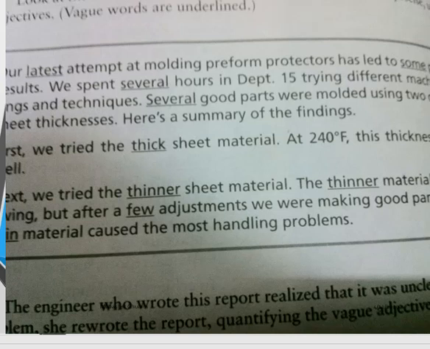It says, our latest attempt at molding preform protectors has led to some positive results. We spent several hours in department 15 trying different machines, settings and techniques. Several good parts were molded using 2 different sheet thicknesses. Here's a summary of findings. First, we tried thick sheet material at 240 Fahrenheit. This thickness worked well. Next, we tried the thinner sheet material. The thinner sheet material is less forgiving, but after a few adjustments, we were making good parts. The thinner material caused the most handling problems.